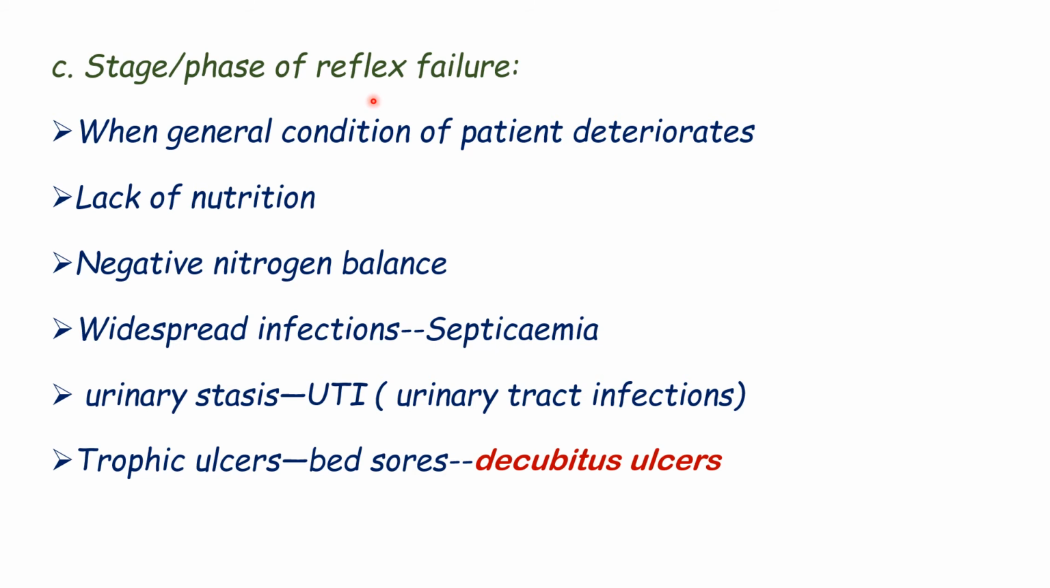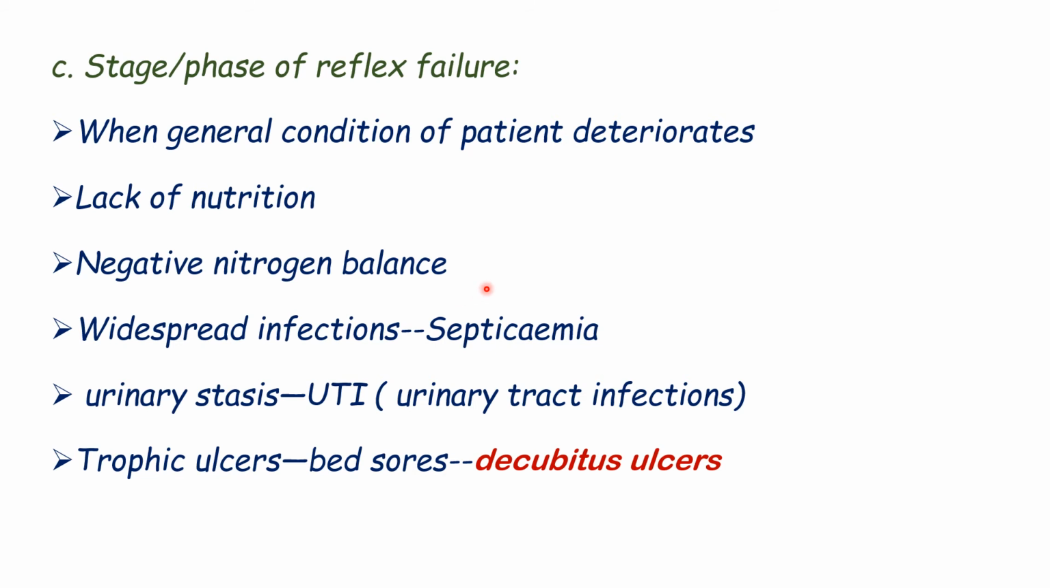We can say phase of reflex failure. In this, what happens is that this is irreversible. This will occur when the general condition of the patient deteriorates. There is a lack of nutrition. The patient may land up in negative nitrogen balance. That is why I was saying that we need to give protein-rich diets.